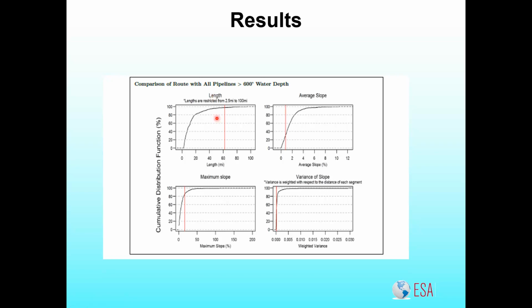So for instance, here this is length, and the red line is where this current example lines up. And so it's a little over 60 miles. And you can see that hits the cumulative distribution plot up here, which appears to be about the 95th percentile. So what that's saying is only 5% of the pipelines in the Gulf of Mexico are longer than the current one we're proposing. So definitely on the very long side. However, for the average slope, we're here at about 1%, which is about the 30th percentile. So the average slope of this pipeline would not be very steep, though. And then you can interpret the other ones the same way, maximum slope, the variance of the slope.